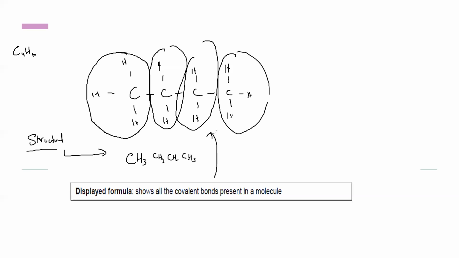Then skeletal formula only represents the carbon structure and the functional group. For example, here we have 4 carbons, so we use a zigzag line, 1, 2, 3, 4. So 4 carbons are there. We don't have to represent hydrogen here, and there is no other functional group present. That's why we represent only by the lines to show that this is the first carbon, second carbon, third carbon, and fourth carbon.